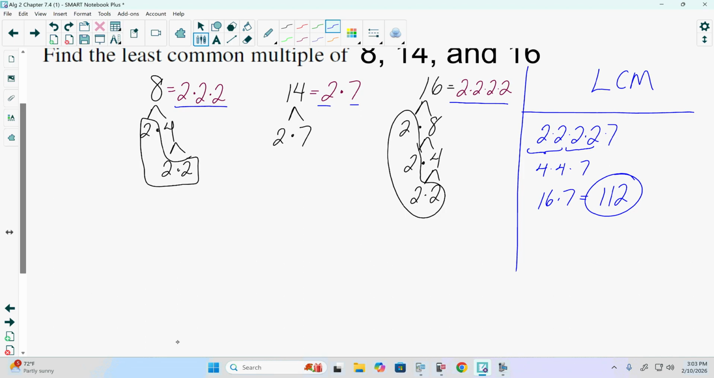Listing out all the multiples works, but also listing out the factors I think is a little bit faster. Yes? Questions? Are you ready to see another one?